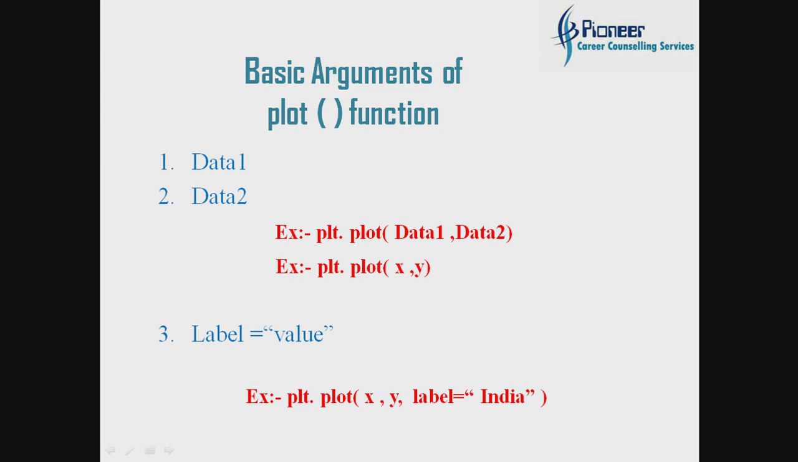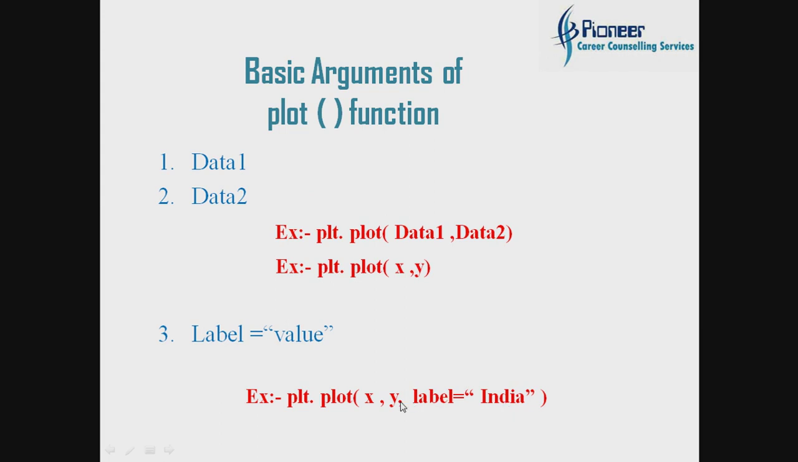Three types of labels we can define: the label for the x-axis, the label for the y-axis, and the label for the line. When we want to define the label for our line, we use it like this. So the string India will be the label for my line that will be drawn at the x, y positions. Okay, so let's move forward.